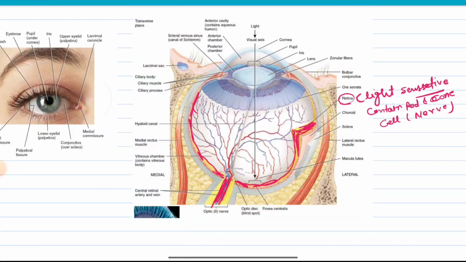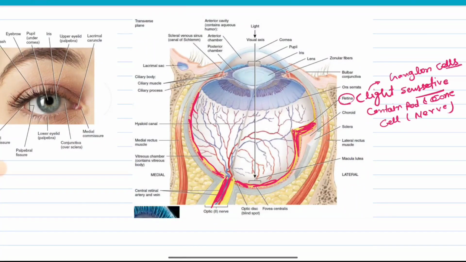Here the electrical impulses carrying image information are processed in the cerebral cortex area of the brain. So there are three types of nerve cells in the retina. One is cone cells, which are sensitive to bright light and responsible for color vision, and rod cells, which are sensitive to dim light and play a crucial role in peripheral vision. The third type of cell is ganglion cells.